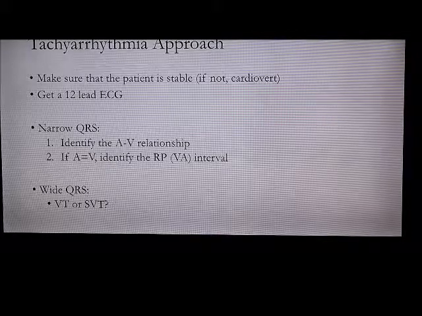And then if it's narrow QRS, try to determine what is the A and V, which is the A wave, which is the V wave, or P wave or QRS, and then what is the relationship: A more than V, V more than A, or they're equal. If they're equal, what is the RP interval? And then you'll get your differential diagnosis. If it's wide QRS, you want to differentiate between SVT with aberrancy and VT. Okay, any questions?